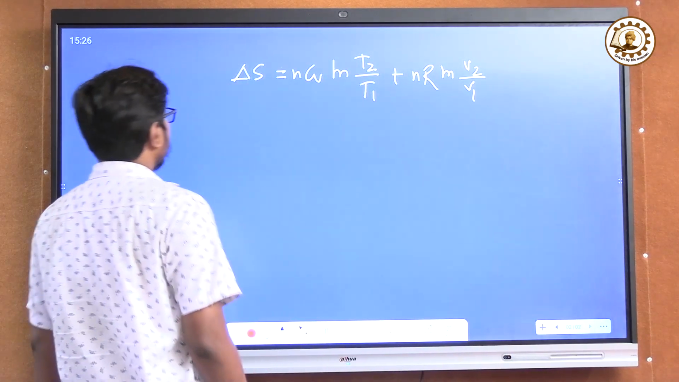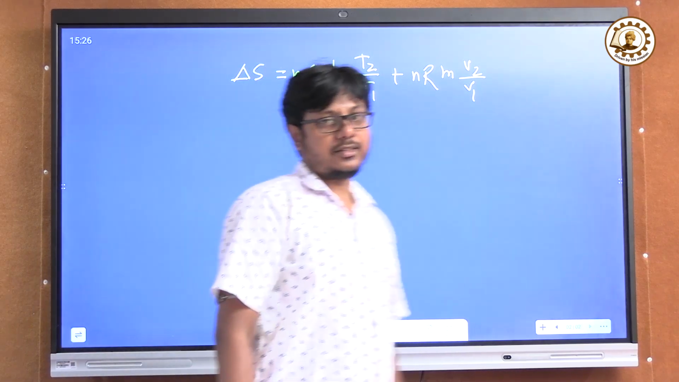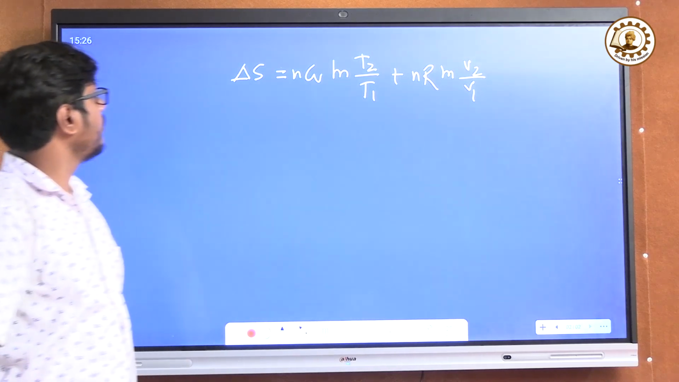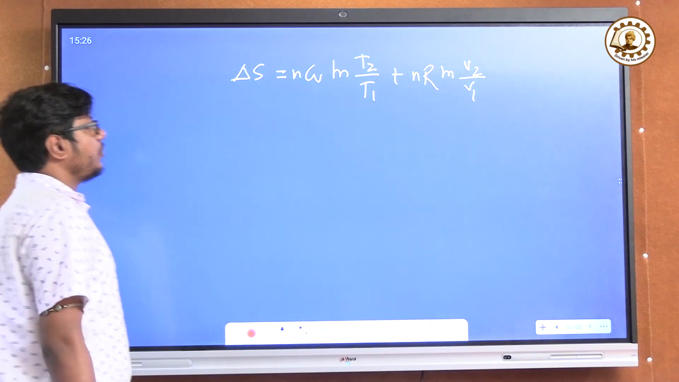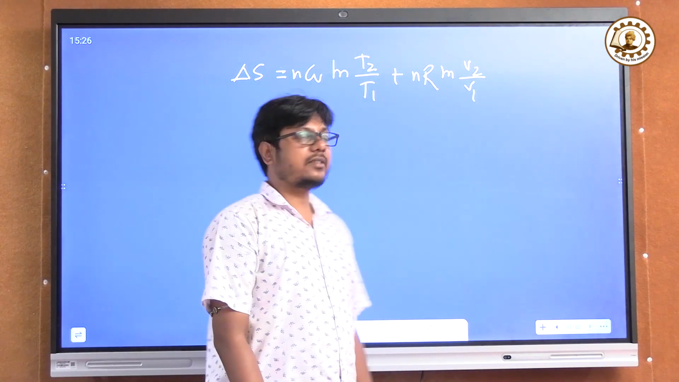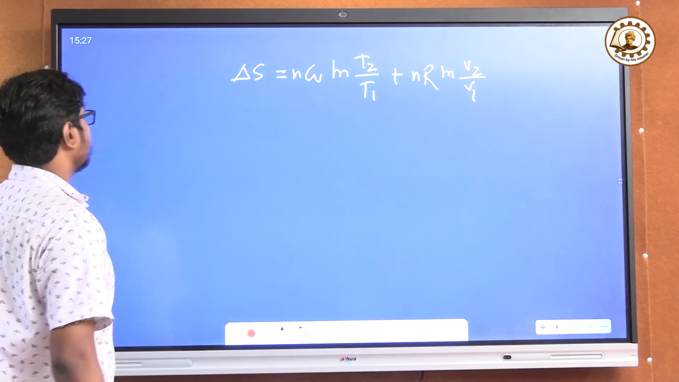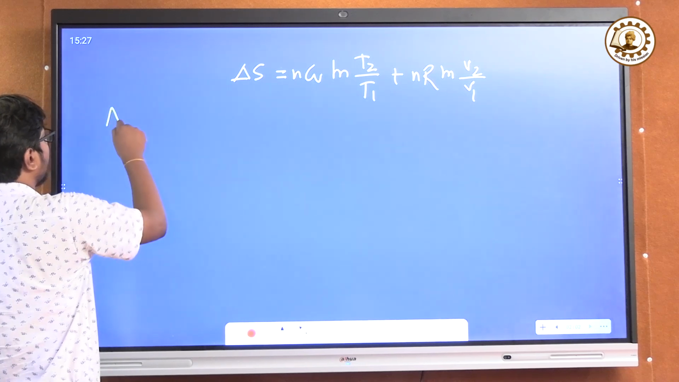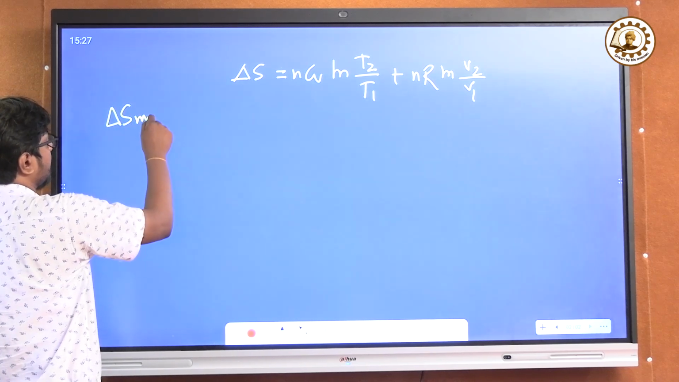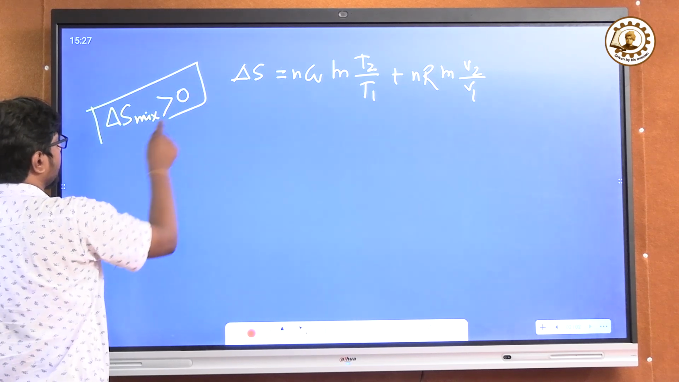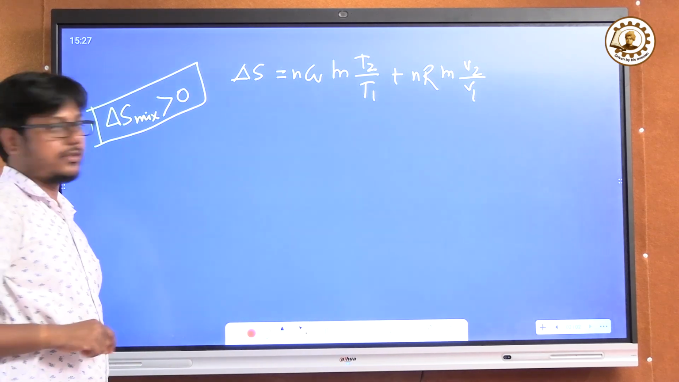So in my previous lecture, I have proved that delta S equals n Cv ln T2 by T1 plus nR ln V2 by V1. Now here, what you have to prove is delta S mixing greater than 0 for ideal gas. So this is the question.